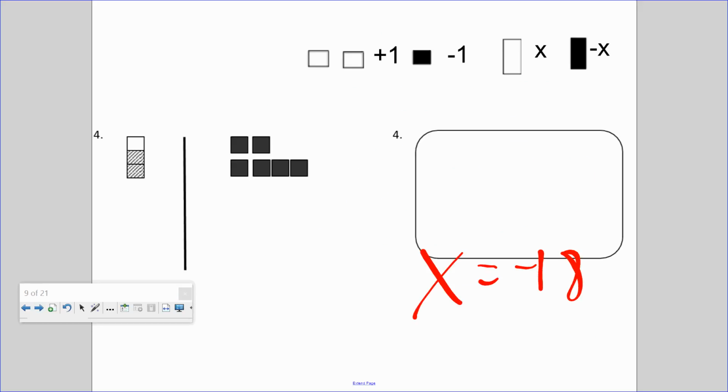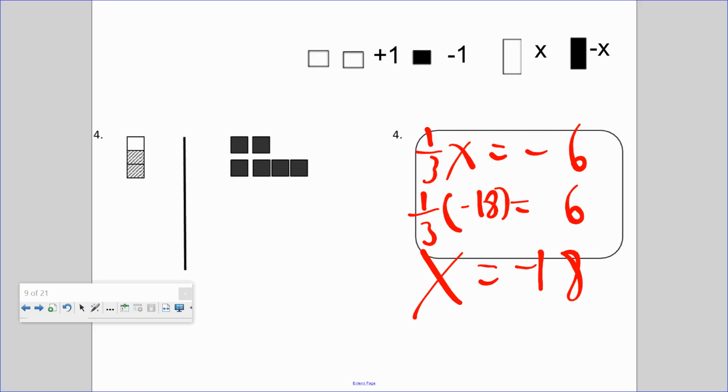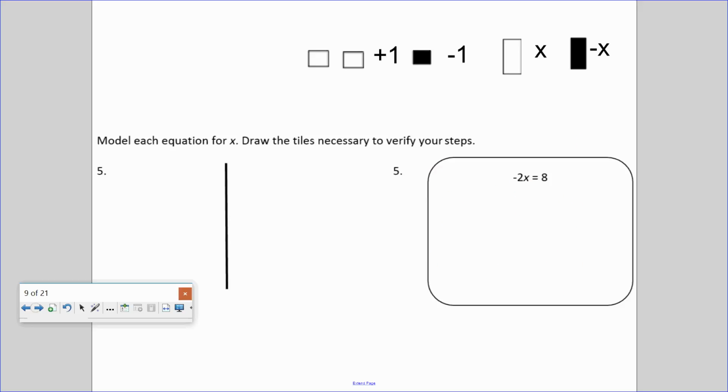Let's see if this is correct. 1/3 x equals negative 6. Substitute the x with negative 18. And what is a third of negative 18, or negative 18 divided by 3? What's 18 divided by 3? 6. Negative, the opposite of negative 6. So, check mark. Now in this example, given the equation, can you model it?